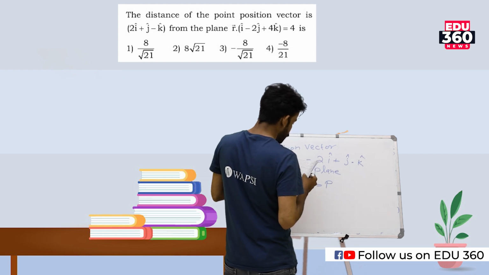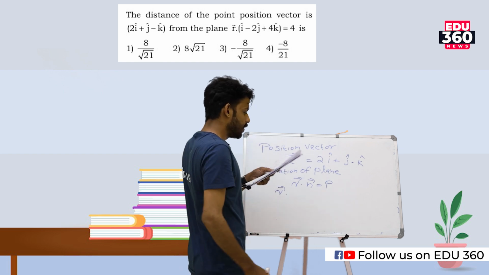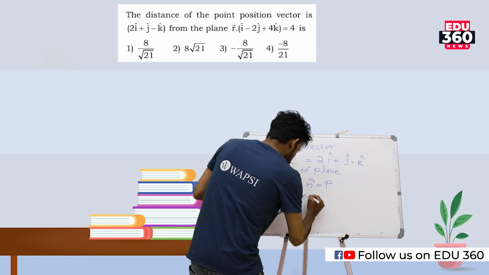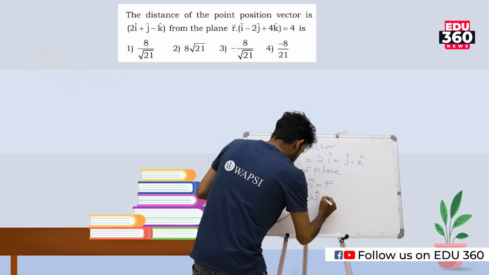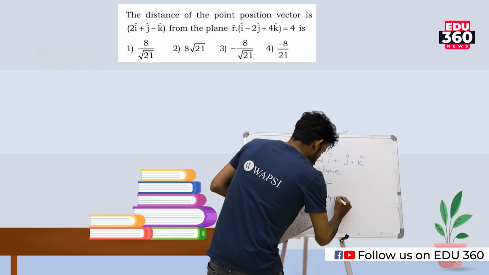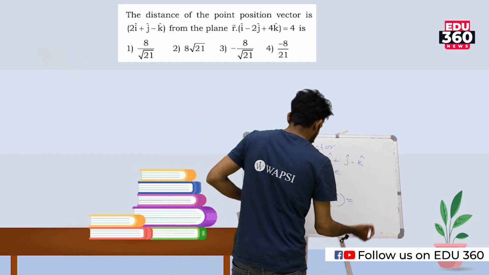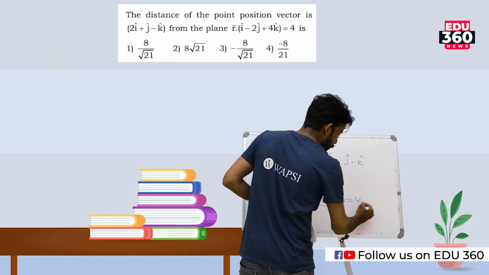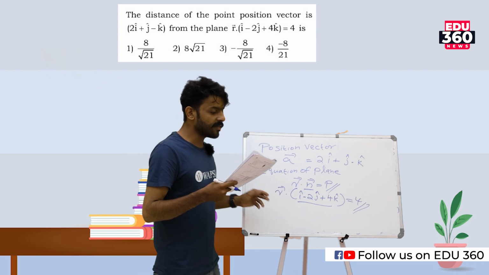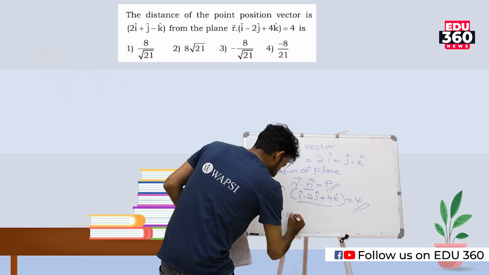In the question, it's given that r vector dot i cap minus 2j cap plus 4k cap is equal to 4. This is the n vector. So the value of p is equal to 4. In the question they are asking us to find the distance.